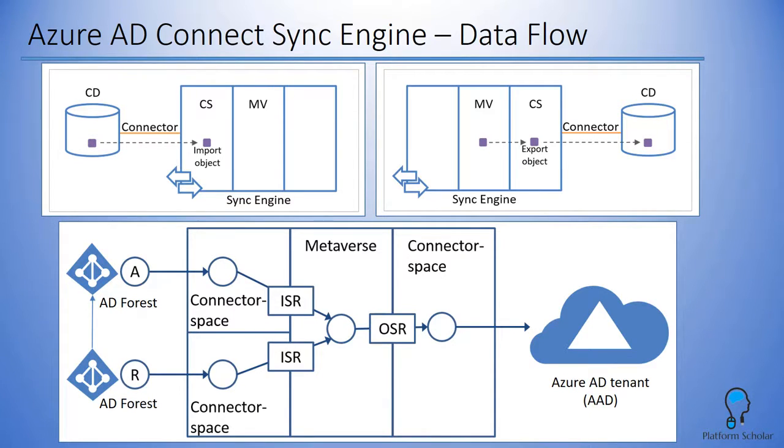When data is being moved through the metaverse, there are different rules that can be applied, and aptly these rules are called incoming sync rules, or ISR, or outgoing sync rules, or OSR. It's important to remember that these rules are processed on synchronization actions in and out of the metaverse, not on imports and exports in and out of the connector spaces. With these rules, we can control what objects are updated and with what information.